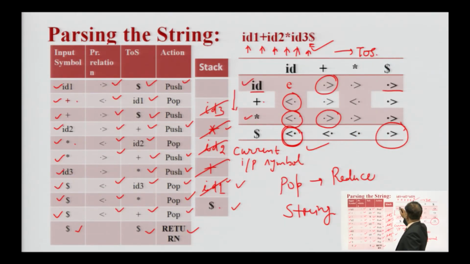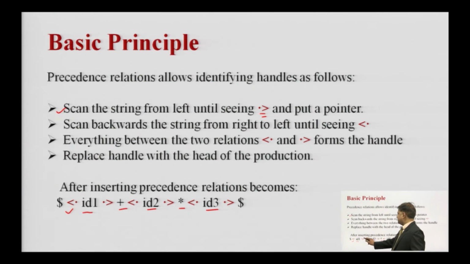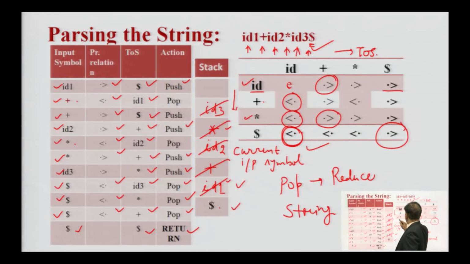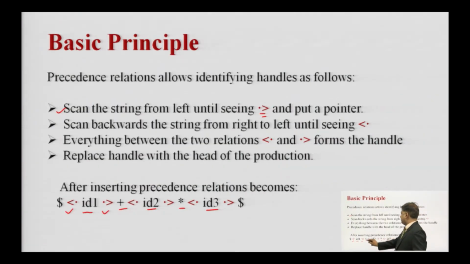So, ID and plus, that is having higher precedence. So, I put it higher precedence. Next, ID or plus and ID, plus and ID less precedence. Plus and ID के बीच में कैसी precedence है? Less precedence. Similarly, ID और multiplication के बीच में higher precedence. Next, star multiplication और ID के बीच में less precedence. Then ID3 और dollar के बीच में higher precedence. So, my first step is that insert the precedence relation between two terminal symbols, right.